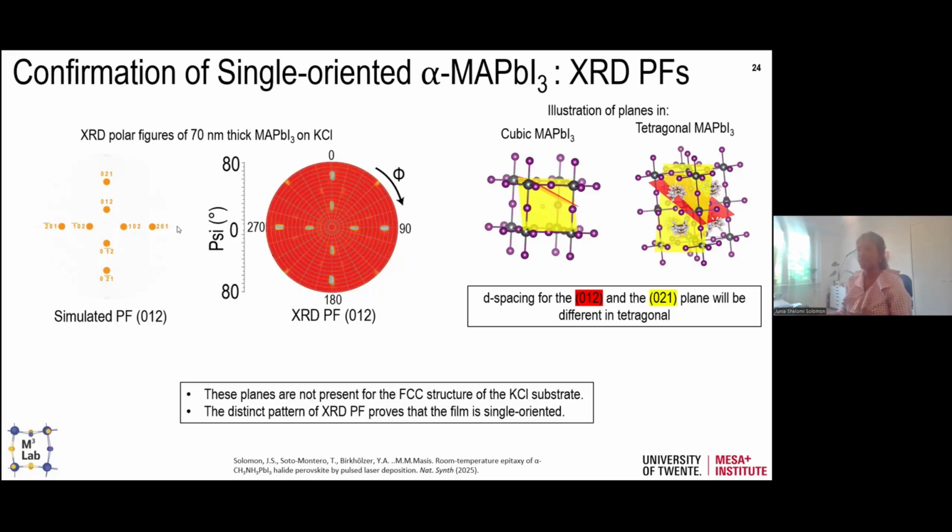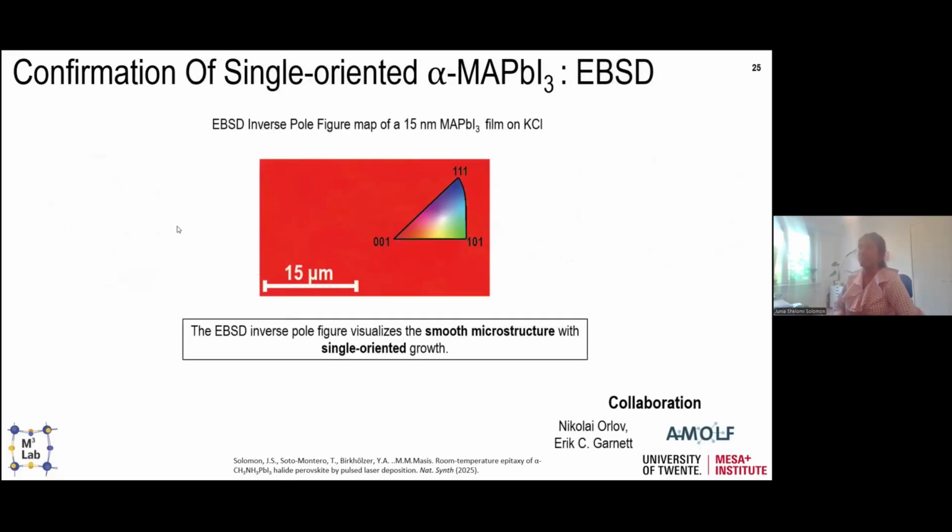And these planes cannot be represented or pictured for the potassium chloride substrate. So this is purely from your sample itself, the thin film, sorry. And then we also did electron backscattering measurement. So this is a nice red rectangle showing the smooth microstructure in the single orientation.